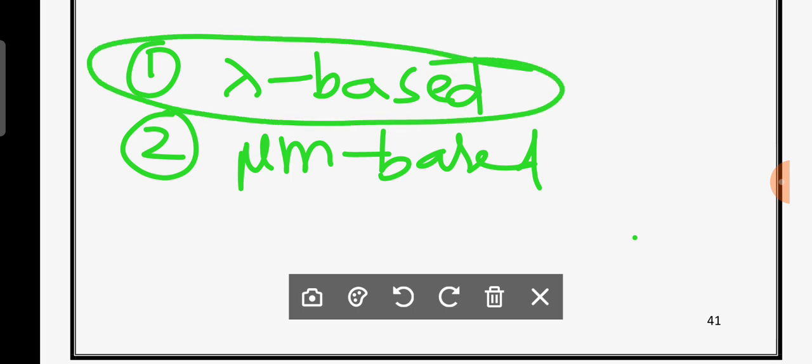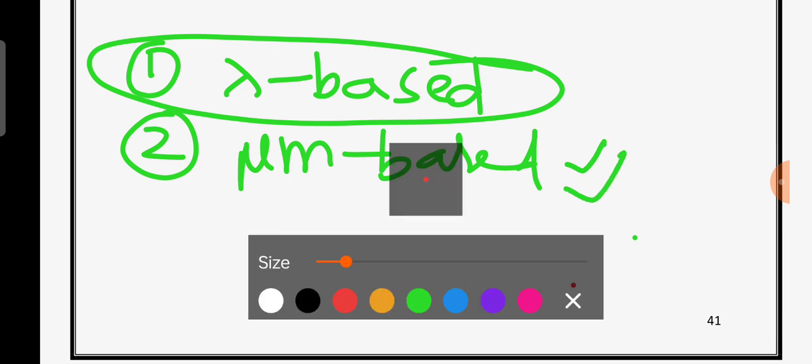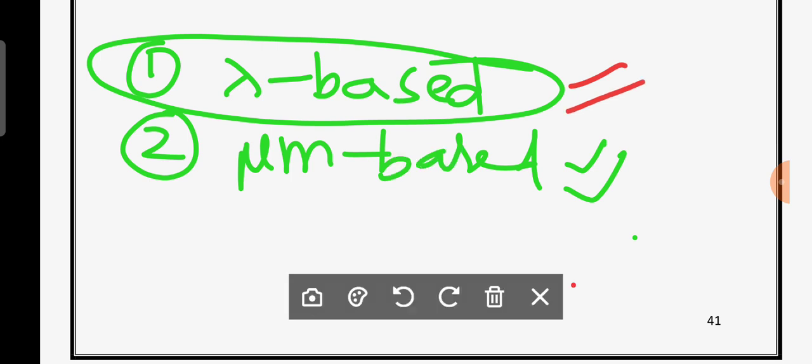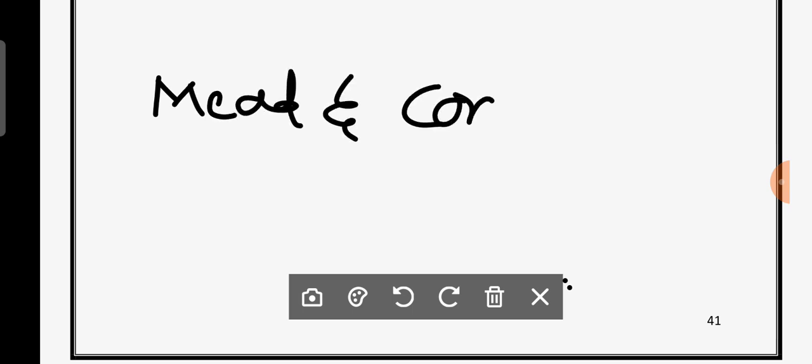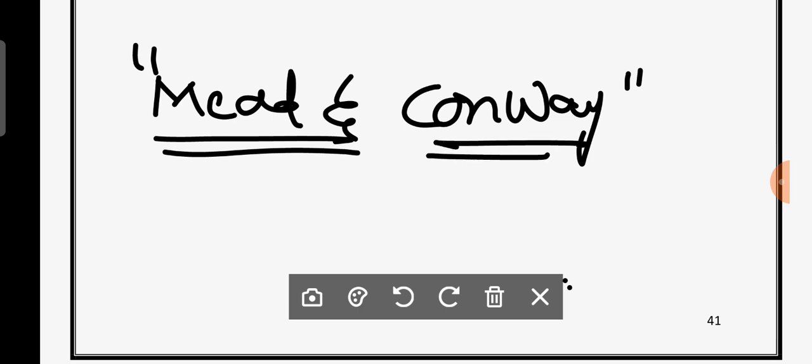Later, depending upon the request of the viewers, I will talk about the other one also. First of all, I will focus on lambda-based design rules. You know very well, the lambda-based design rules were developed by Mead and Conway. Who developed this lambda-based design rule? Mead and Conway developed these design rules. Therefore, these lambda-based design rules are also known as Mead and Conway design rules.